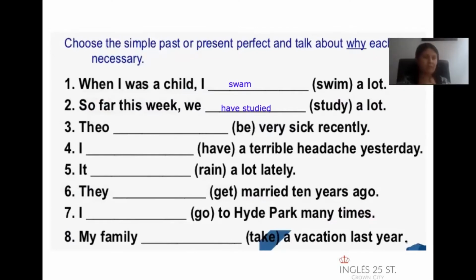Present perfect. Very good. For number 3, Theo very sick recently. Which one, Roman, do you think is the correct tense? I think it's Theo has been. Perfect. Okay. Theo has been very sick recently. Okay, we are not given a specific time.